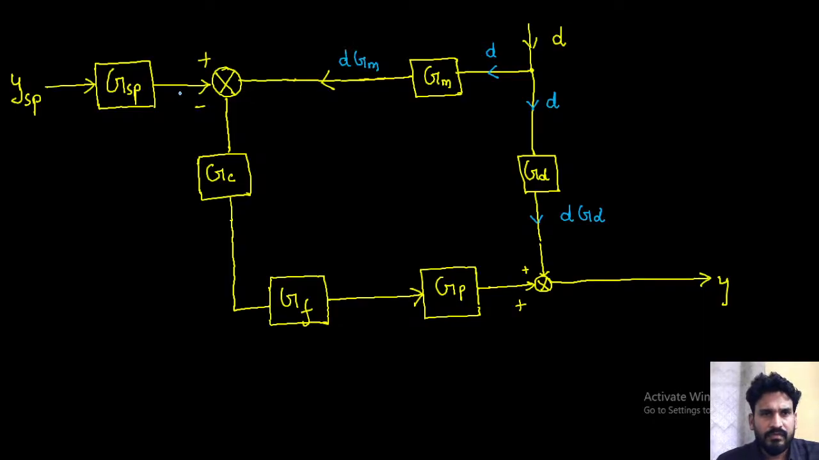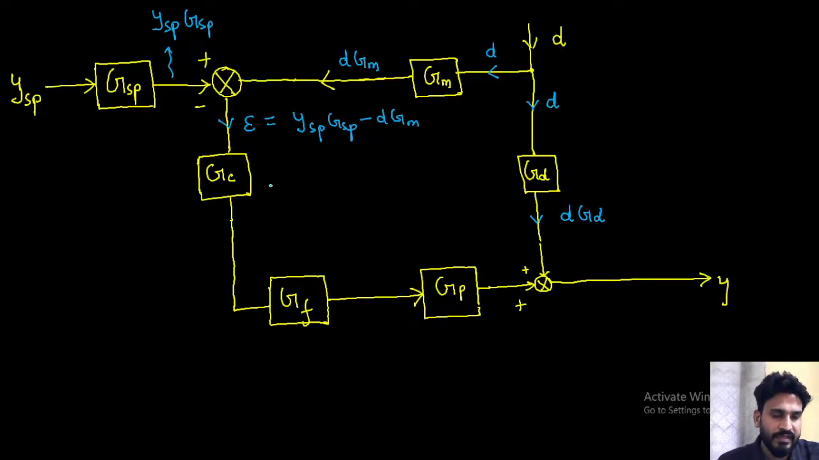This DGM, what is the output of this? This output is my YSP, input, and transfer function GSP. It is clear. So this YSP GSP and DGM are going into the comparator, generating the error. It is clear to you or not? And what is my error? My error is YSP GSP minus DGM. This is the difference between them.